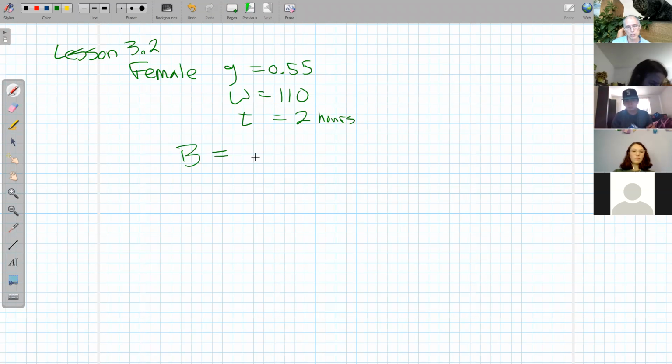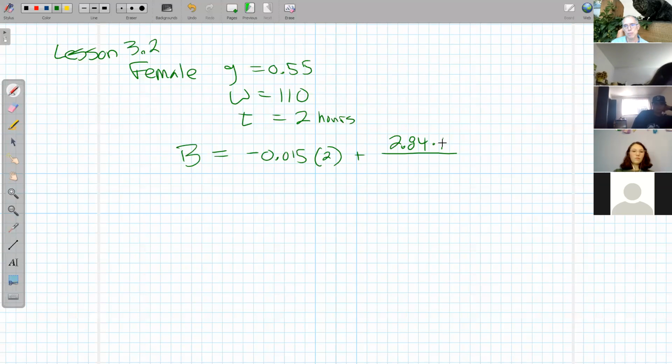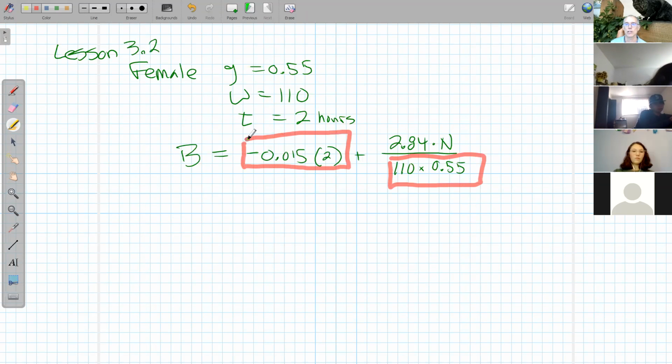So the B equation is going to be negative 0.015. This time we have T, so that goes here, plus the fraction 2.84 times N. We don't know N yet. And then I have 110 for the weight times 0.55. And it looks like they put this into their calculator to clean it up. So, double checking those numbers.